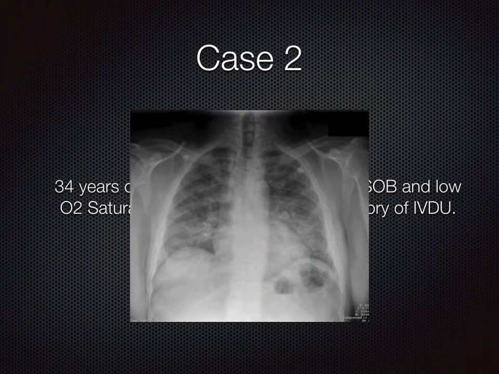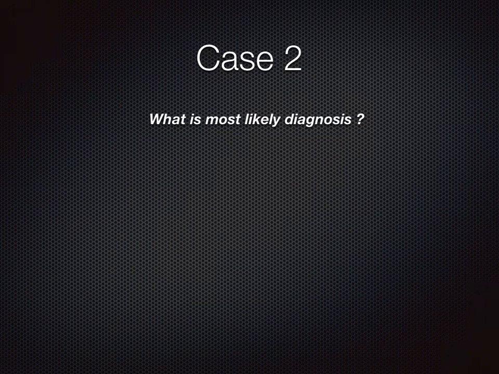So you get the chest x-ray, you can see bilateral lung infiltrate, and if you can imagine, that will give you a bat wing appearance. So: 34-year-old, shortness of breath, low oxygen saturation, IVDU, bat wing appearance. The question they may ask is, what is the most likely diagnosis? It's clear it will be PCP pneumonia. Young male, shortness of breath, low oxygen saturation, IV drug use, chest x-ray showing bilateral lung infiltrate.